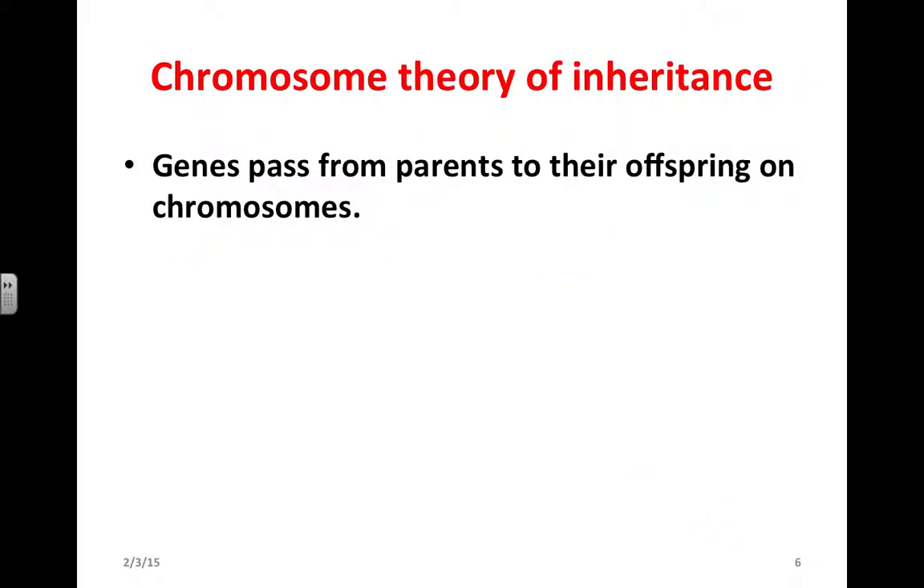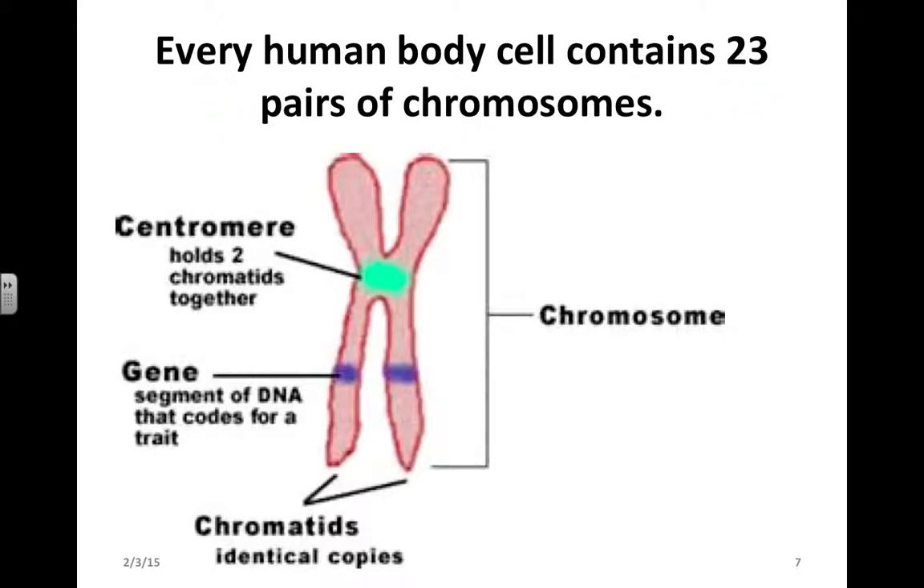So Walter Sutton came up with something called the chromosome theory of inheritance, and notice that that's red, so that means you're going to need to highlight that in your journals. The chromosome theory of inheritance says that genes pass from parents to their offspring on chromosomes. So chromosomes are made up of genes, and these are those little X's that we looked at that are found inside the nuclei of cells. Every human body cell contains 23 pairs of chromosomes for a total of 46.